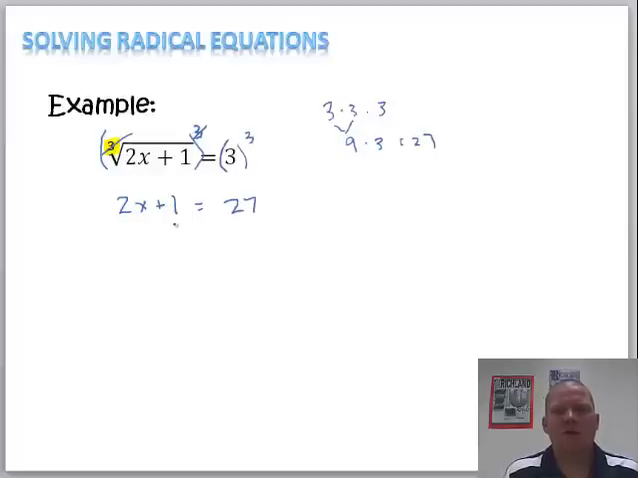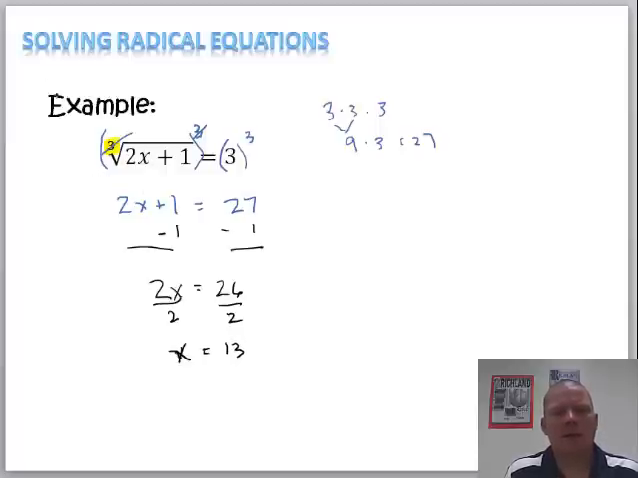And now let's just solve this equation the way it is. We'll solve it for x. I subtract 1 from both sides. That gives me 2x equals 26. And then if I divide both sides by 2, that gives me x equals 13. So x is 13.